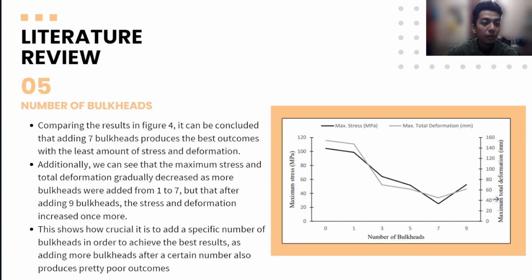Fifth part, number of bulkheads. Comparing the results in figure 4 in this figure, it can be concluded that adding 7 bulkheads produces the best outcome with the least amount of stress and deformation. Additionally, we can see that the maximum stress and total deformation gradually decreased as more bulkheads were added from 1 to 7.